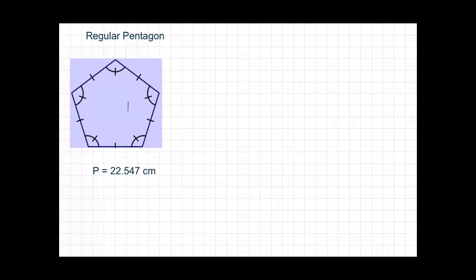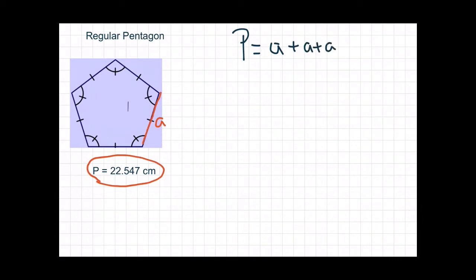In this video, we're going to calculate the length of one side of the Pentagon when given the perimeter. So this is our perimeter here, and we want to find out the length of one side, which we're going to call A. So we're going to start with perimeter equals, and there's 5 A's, so we're going to add A plus A plus A plus A plus A.